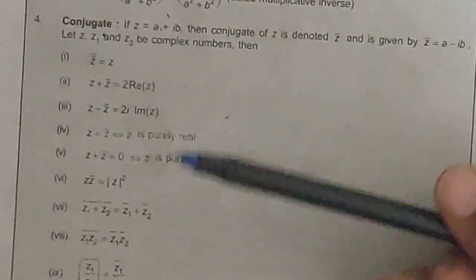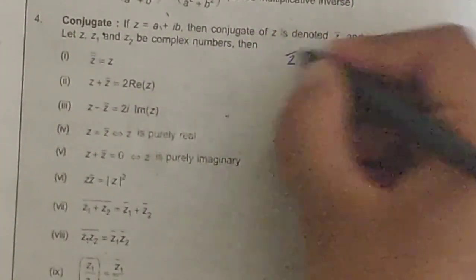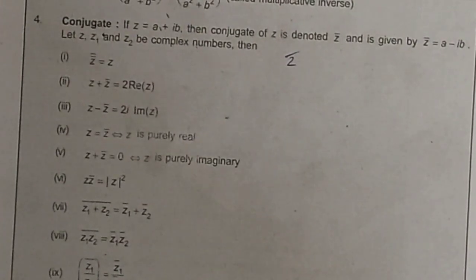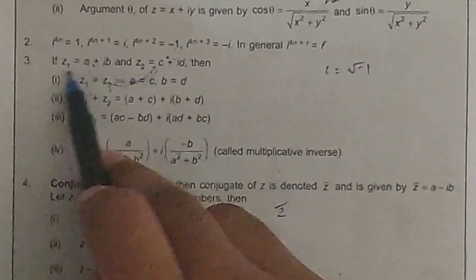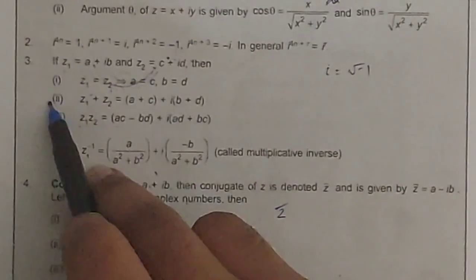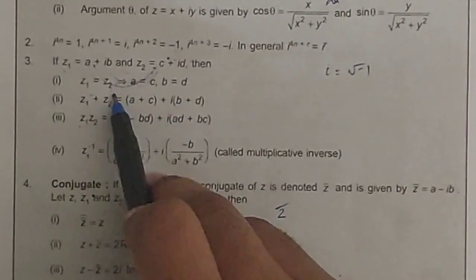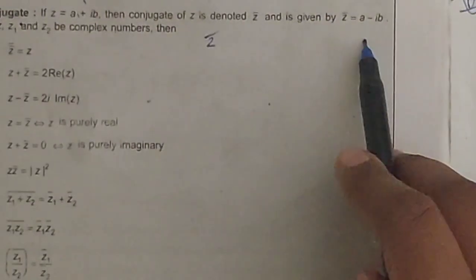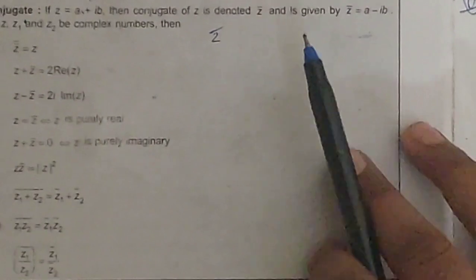Conjugate. Conjugate is nothing, we just describe it with a bar over z. Suppose this is z, then when you find its conjugate, z bar is equal to a minus ib. Only this sign will change. Like here, as we have said, the sign is becoming negative.